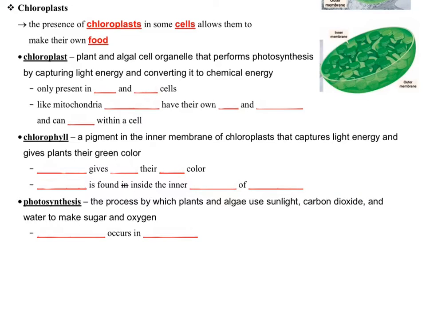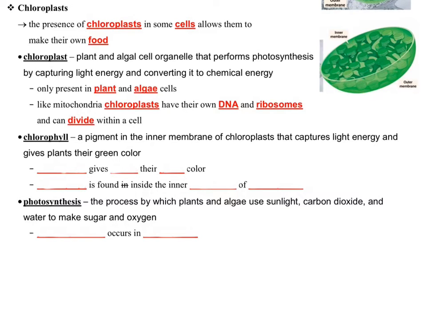They are green in color, and there's a picture of one here to the right, and that's what gives plants and algae their green color. So it is only present in plant and algae cells. Now, like mitochondria, chloroplasts also have their own DNA and ribosomes and can divide within a cell, and they function essentially independently of the rest of the organelles within the cell, not governed by the nucleus or anything else.